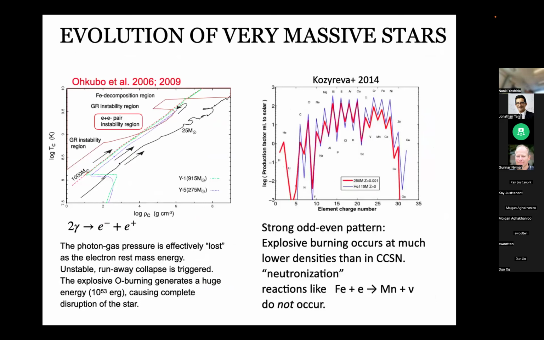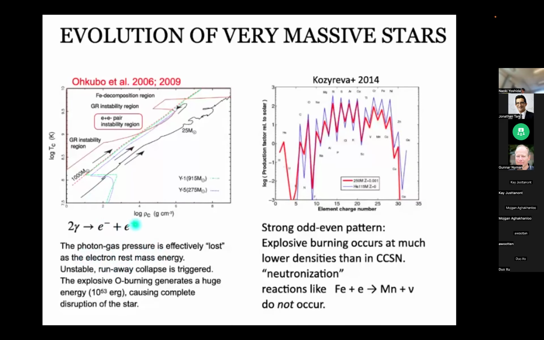So think about the evolution of a very massive star, very massive meaning beyond 100 solar masses or so. This is the core temperature and the core density. The core temperature-density evolution goes on the high temperature track. The center is essentially radiation dominated at high temperature. At some point, it enters the so-called pair instability regime, where the temperature is high enough that two photons generate an electron-positron pair.